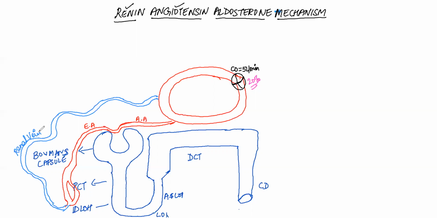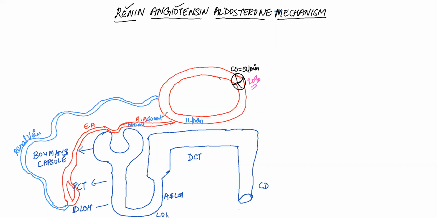So the renal artery we have divided into afferent arteriole and efferent arteriole. About every minute, from 5 liters, 1 liter of blood goes to the kidney. Now in this 1 liter of blood, 600 ml flows through the afferent and efferent arterioles every minute, and the rest, 400 ml, goes to the extracellular spaces.